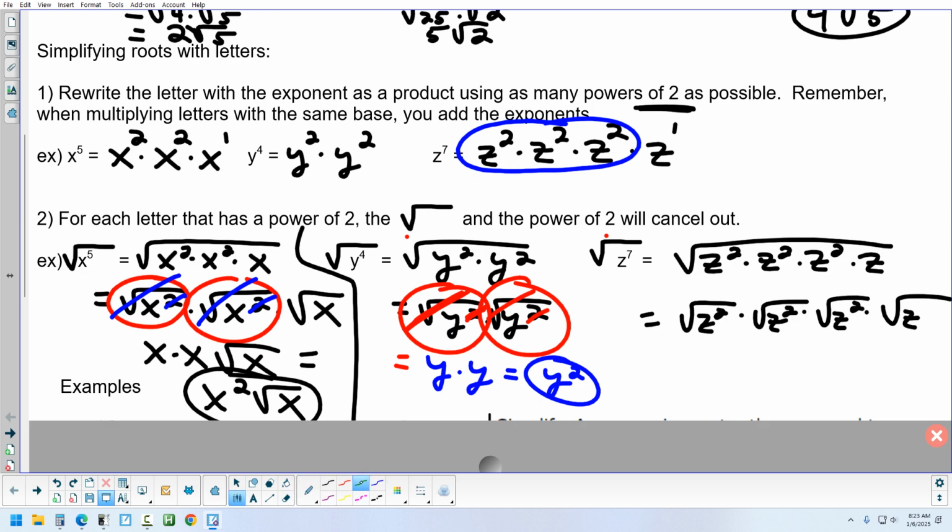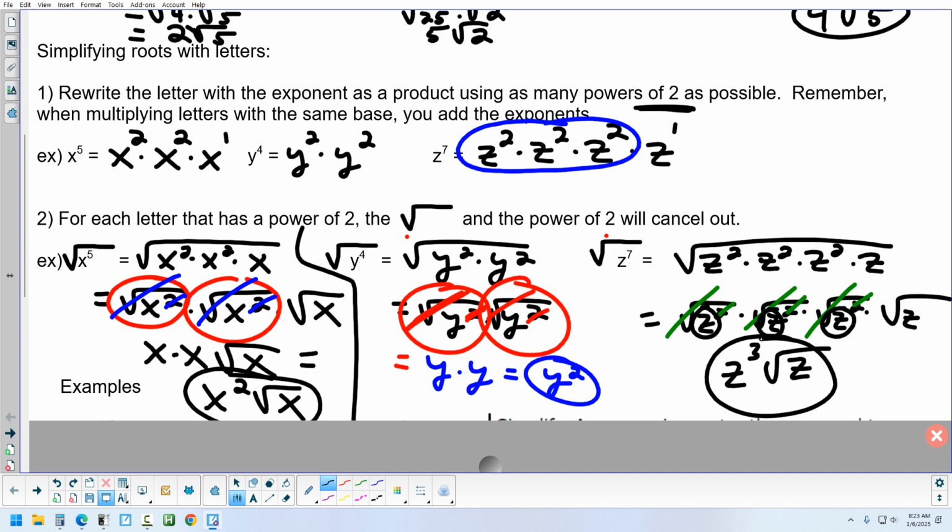Square root of 2. Yep. In fact, everywhere there's a square root in the 2, they're all going to cancel. The last one does not because it's just a z. It's just left over. And we're left with a z times a z times a z. That's z to the 3rd power. And this last one, you just copy it down because nothing happens to it. So that's how you simplify the square root of z to the 7th.